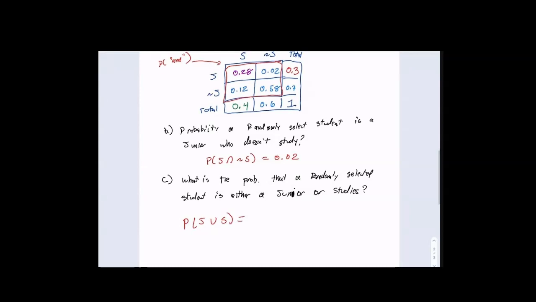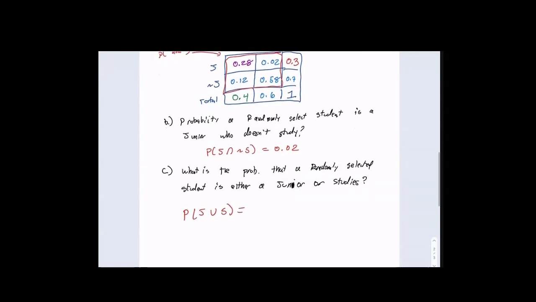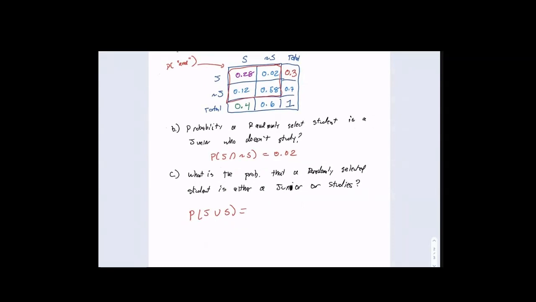Now, this is going to give rise to a new formula for us. But if we use the two-way tables, we get the answer right here. So this is going to be the probability of a junior and study, plus the probability of a junior and doesn't study, plus the probability of a not a junior and studies. So it's 3 probabilities. It's going to be 0.28 plus 0.02 plus 0.12, which gives me 0.42.